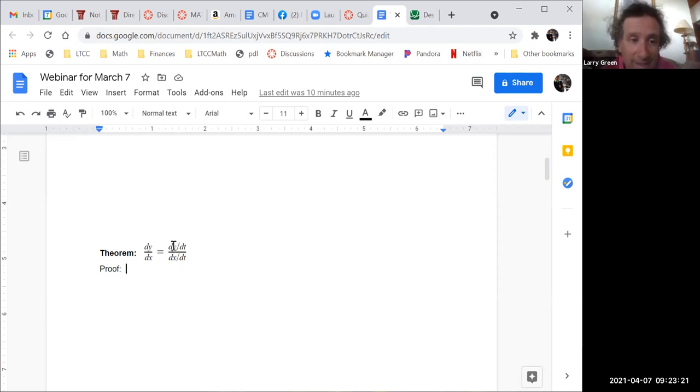So if y and x are both differentiable, and dx dt is not 0, then the derivative dy dx exists. And that all comes from here. Any questions on the theorem before I do the simple proof?